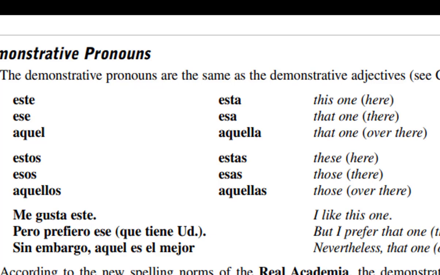This is related to the Old Latin, near to me, near to you, and far from both of us. So it's the focus on conversation between two people, of interaction. So this is here, close to me, este, esta, so masculine and feminine. Ese is near to the person I'm talking to, so ese, esa. And far from both of us is aquel and aquella, okay? The plurals are estos, estas, esos, esas, aquellos, aquellas, okay?